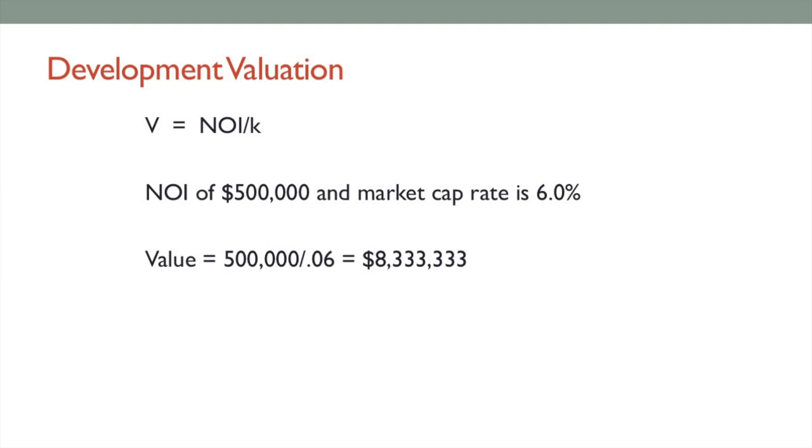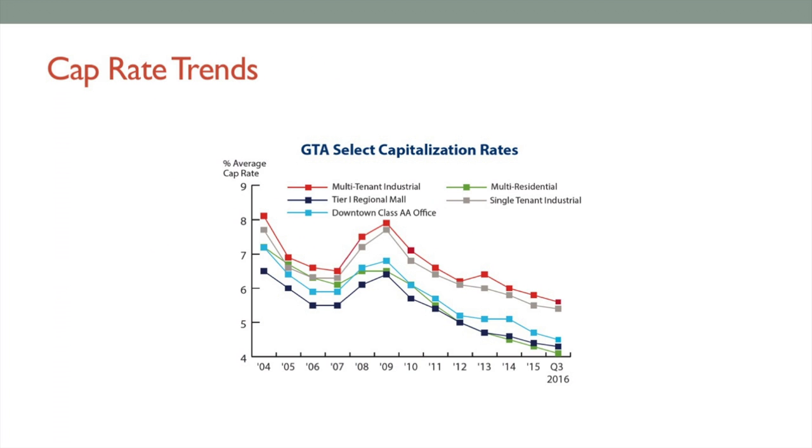Where the difference becomes buyer and seller comes into play is what's the cap rate. Cap rates can go up and down based on a sense of what the market might be. And this is just from the GTA, just to show you that they're tracked over time. The cap rate is inverse to the market conditions in the sense that the lower the cap rate, the stronger the market, because the lower the cap rate, the higher the value of the building is in the denominator.